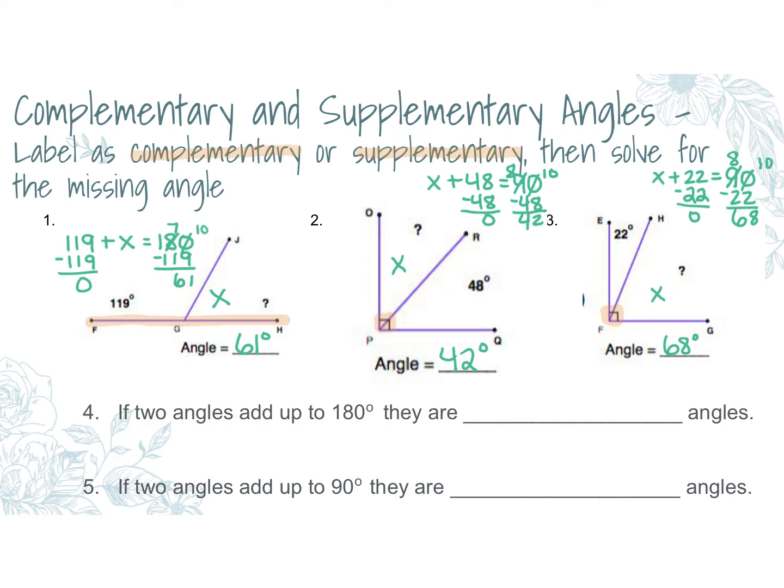If two angles add up to 180 degrees, they are supplementary angles. If two angles add up to 90 degrees, they are complementary angles.